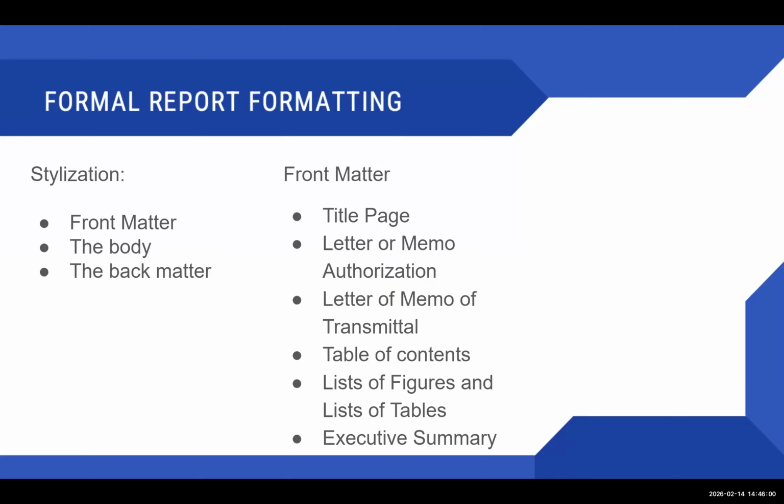To structure the front matter, you start off with page numbers. The page numbers for the front matter are different than numbers in the body of a report. The numbers you use for your front matter are Roman numerals. The numbers will show which pages the information is on. For most front matter sections, the information consists of a title page, the letter or memo of authorization, the letter or memo of transmittal, the table of contents, the list of figures, list of tables, and the executive summary.